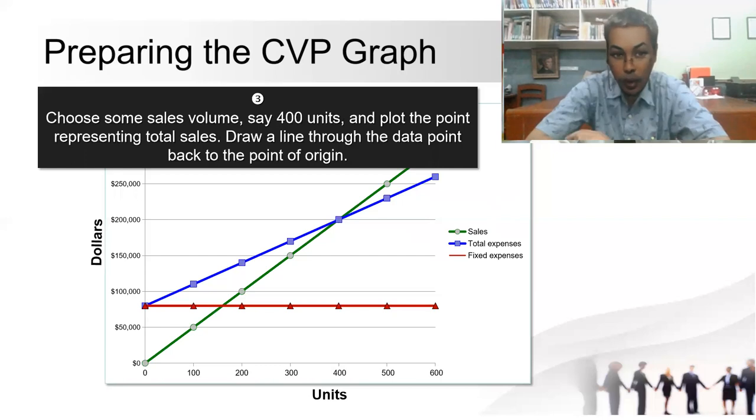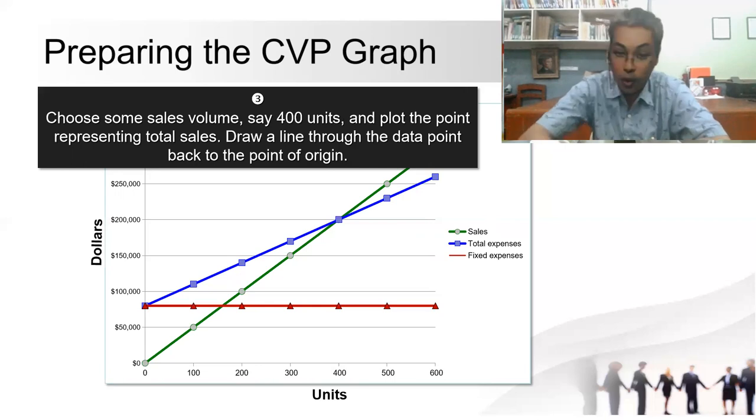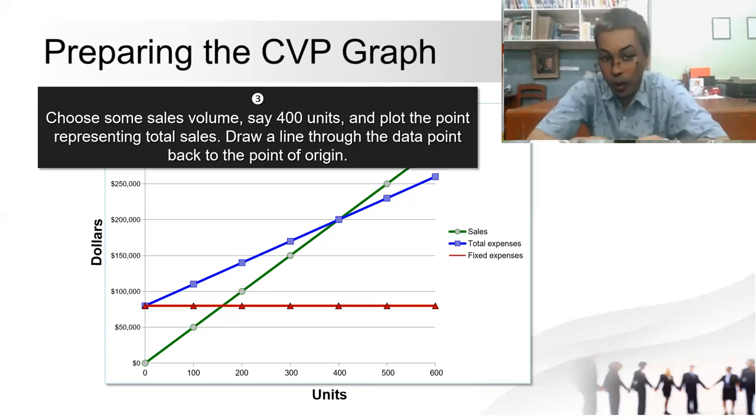And then step three, choose some sales volume, say 400 units, and plot the point representing the total sales. Draw a line through the data point back to the point of origin, rather than going to the point of intersection of red and vertical. Now we are going from the point 400 units and $200,000 back to the origin, and here we are able to draw the green line. So that is what we call the total sales.